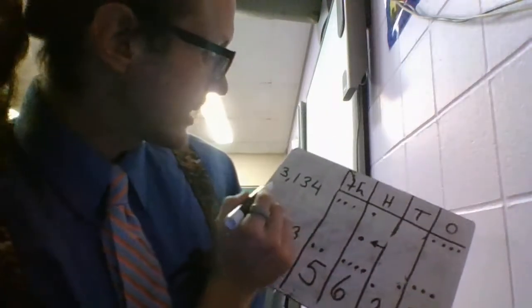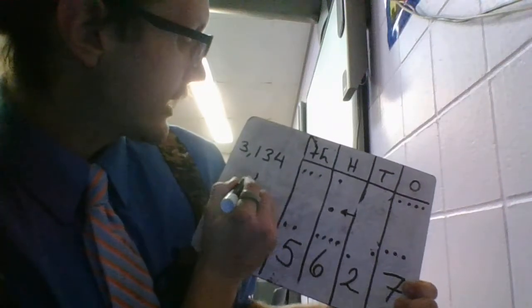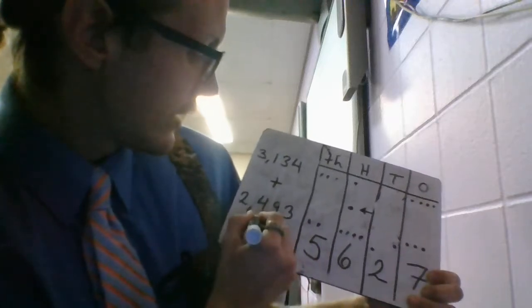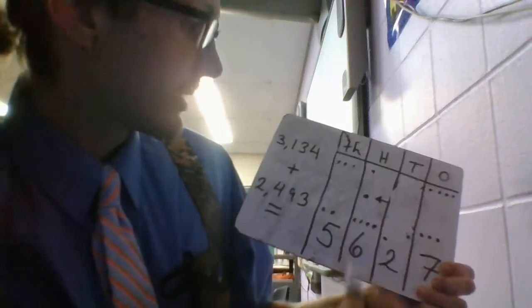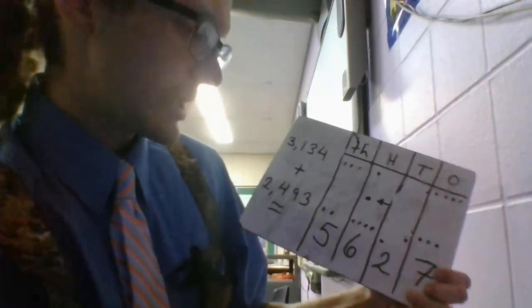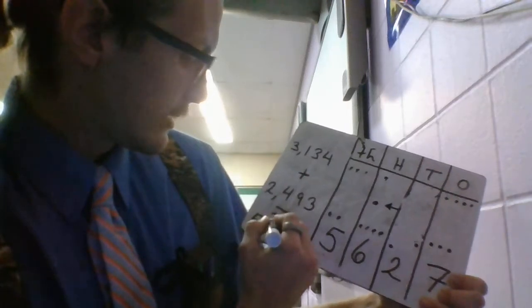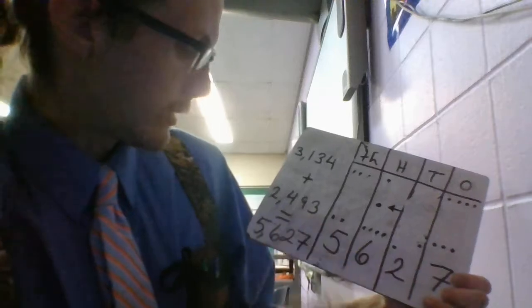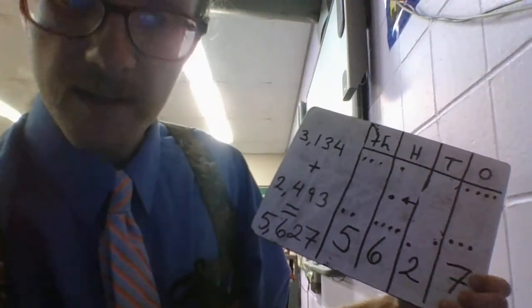So if we look at the equation, 3,134 plus 2,493 equals 5 thousands, 6 hundreds, 2 tens, and 7 ones. 5,627.